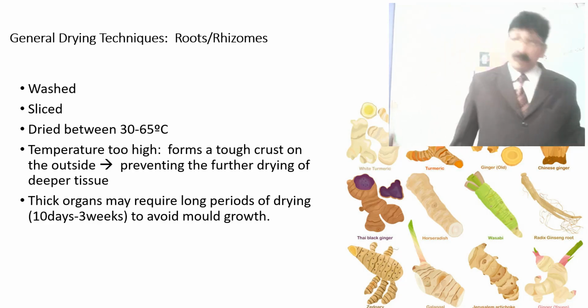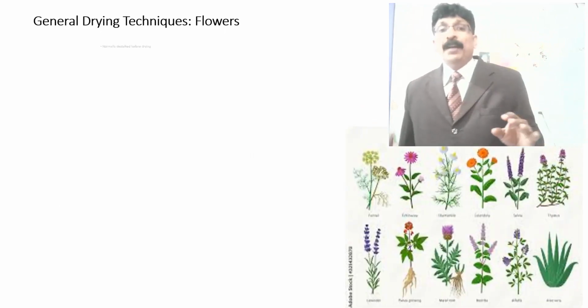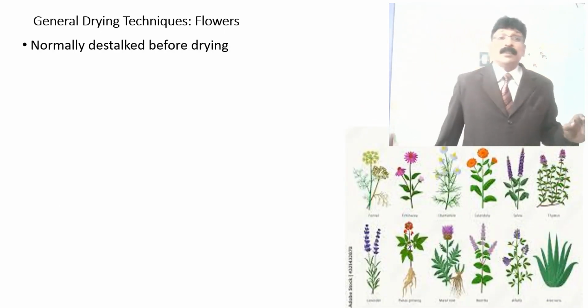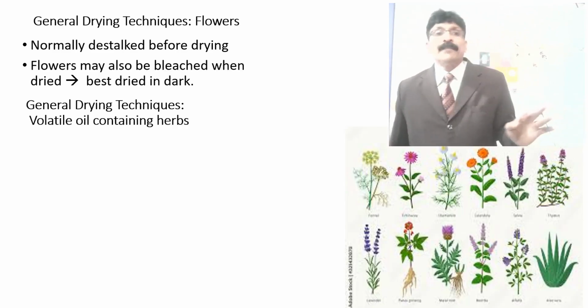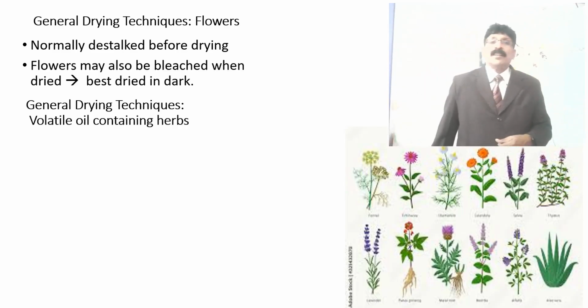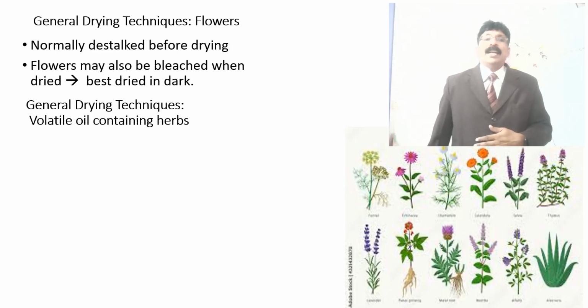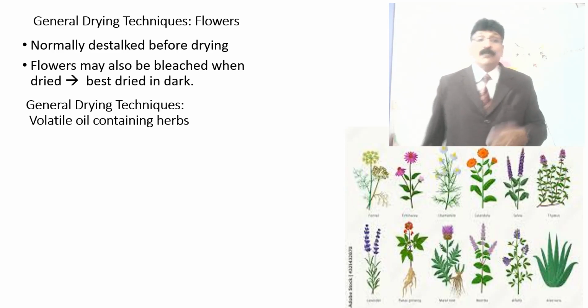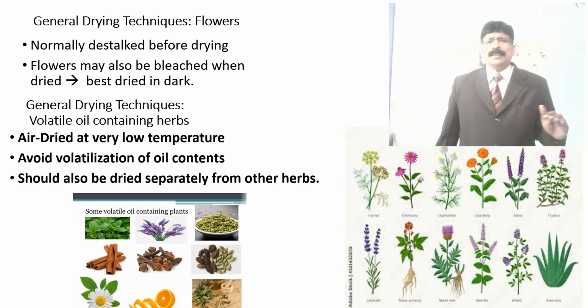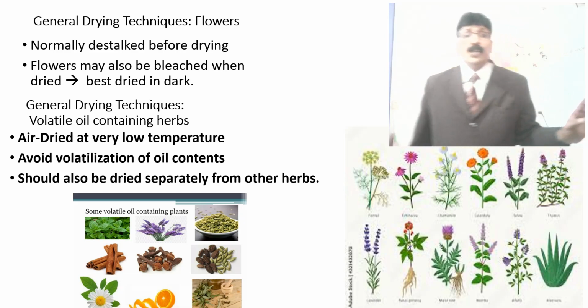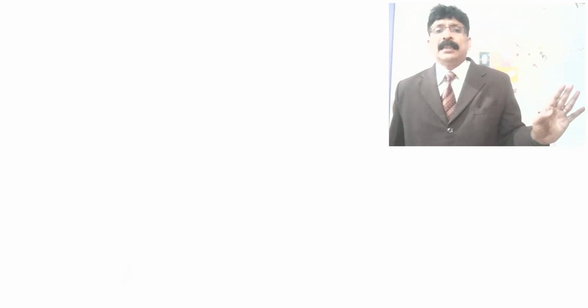Avoid mold growth. Generally, the drying technique for flowers; we have many flowers also, for volatile substances. Normally stalks are removed before drying. Flowers may also be bleached when dried. Best drying in dark. Generally, drying techniques for volatile oil containing herbs: air dry at low temperature, avoid volatilization of volatile oil content, and they should be dried separately from other herbs. And general drying techniques for fruits and seeds.